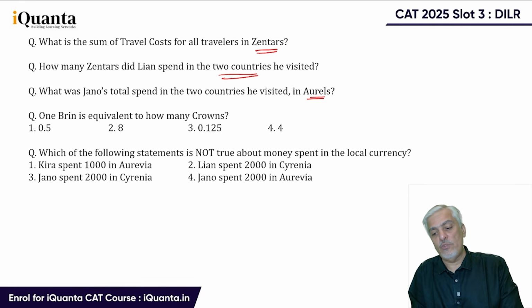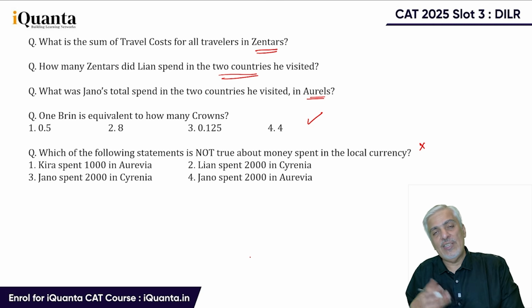Options were there. You could have used options. In fact, you could have started with this question using options. 1B is equal to how many C? And which of the following statements is not true about the money spent in the local currency? So 4 statements. So for me, the first 4 questions were very standard. The 5th may be a little bit iffy.